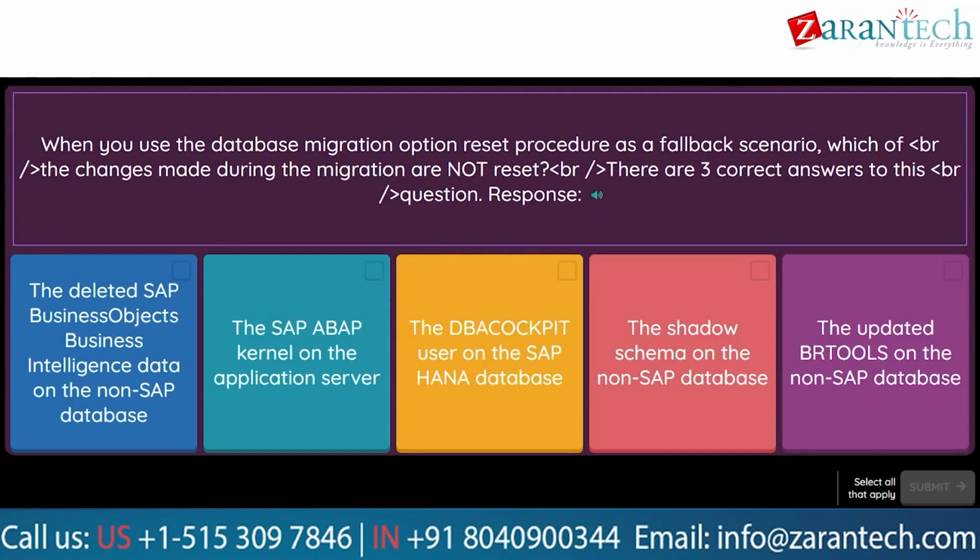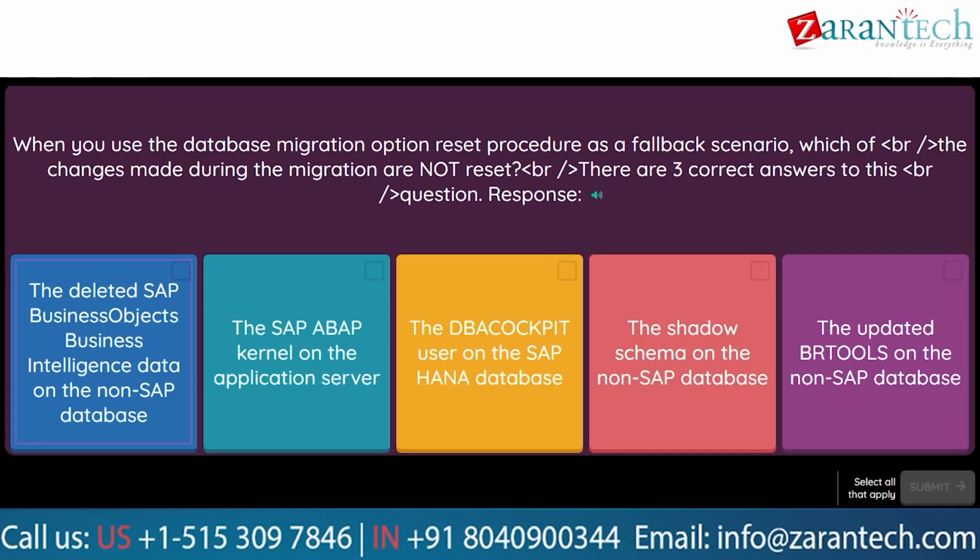Question: when you use the database migration option reset procedure as a fallback scenario, which of the changes made during the migration are not reset? There are three correct answers to this question. Response: Option 1, the deleted SAP Business Objects business intelligence data on the non-SAP database. Option 2, the SAP ABAP kernel on the application server. Option 3, the Cockpit user on the SAP HANA database. Option 4, the shadow schema on the non-SAP database. Option 5, the updated tools on the non-SAP database.